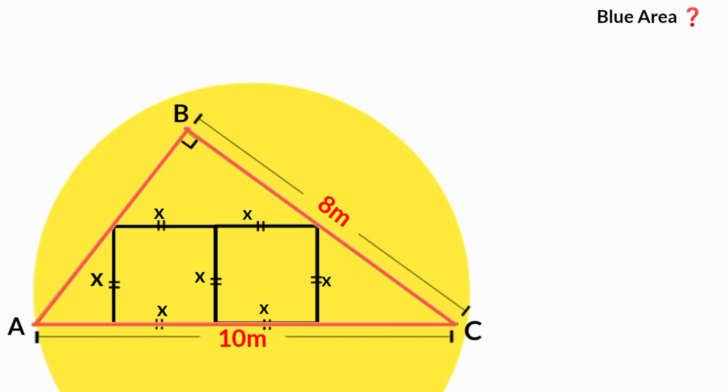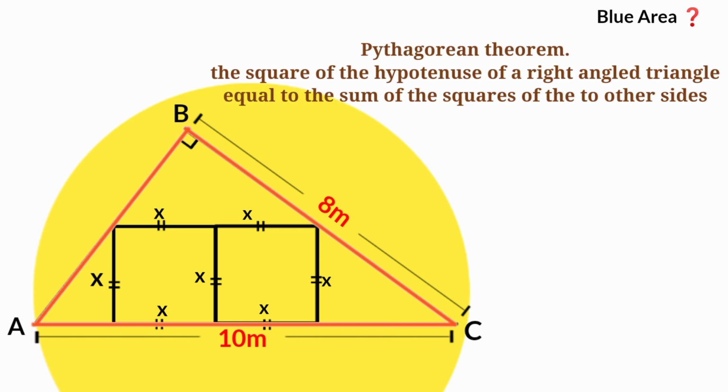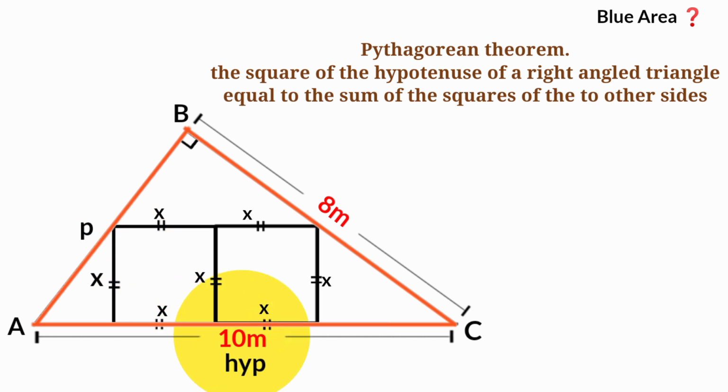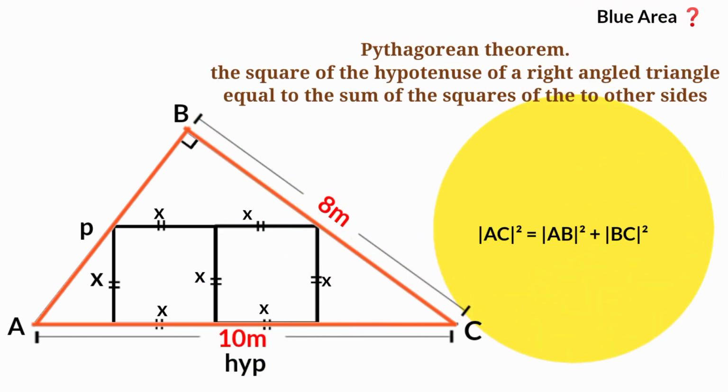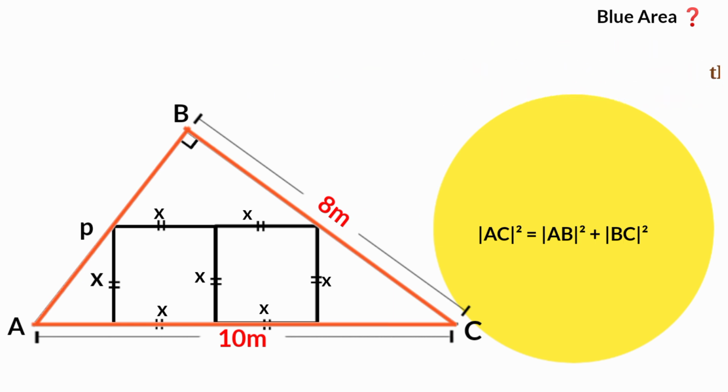Since it is a right angle triangle and we have the length of two of its sides, we are going to use the Pythagoras rule, which states that the square of the hypotenuse of a right angle triangle is equal to the sum of the squares of the two other sides, to find the length of this side here. Let's say P. This side here we can see is the hypotenuse because it is the side facing the right angle. So based on this rule, line AC squared equals line AB squared plus line BC squared. Line AC is 10 meters, line AB is P, and line BC is 8 meters.